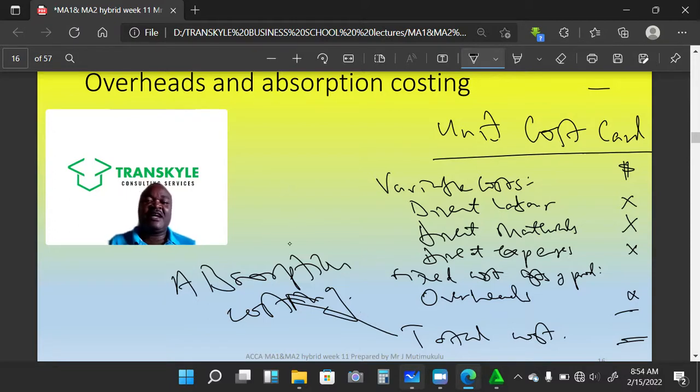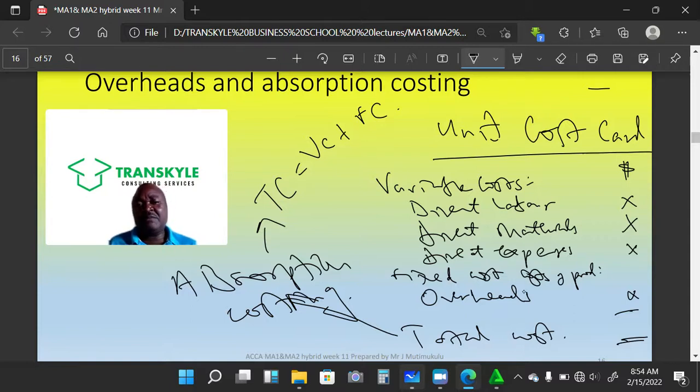I like this equation. Total cost of a product is equal to variable cost per unit plus fixed cost per unit, and this is the same information we are talking about.